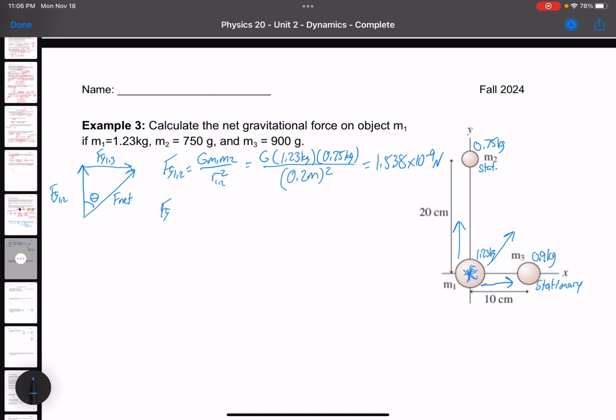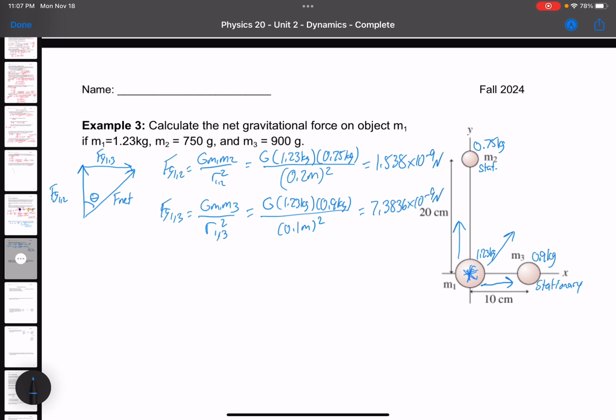I'm going to do the same thing for the force of gravity now between 1 and 3. So G, M1, M3, divided by the radius between 1 and 3 squared. Okay. So G, 1.23 kilograms, 0.9 kilograms, and that radius was 10 centimeters, so it's going to be 0.1 meters squared. And that gives me 7.3836 times 10 to the negative 9 newtons.